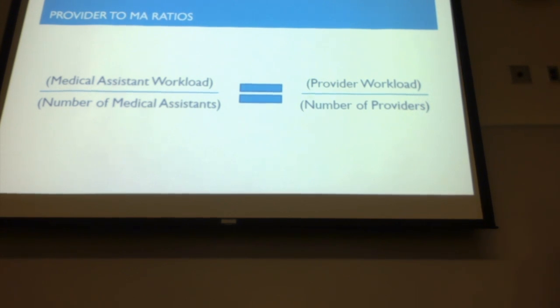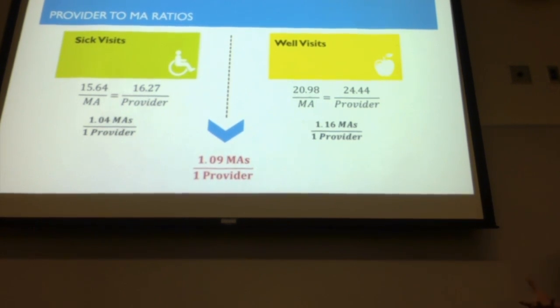In a literature review, Zach found an article that pointed out this formula here. It shows the medical assistant workload divided by the number of medical assistants should equal the provider workload divided by the number of providers. This will allow you to have balance so that the workloads between the MAs and the providers will be equal and the process will be balanced. So, taking this formula into account for how KPP actually operates, we looked at both sick visits and well visits, and then used the proportions of how often those kinds of appointments happen in order to get an actual ratio, which came out to be 1.09 MAs for every provider.